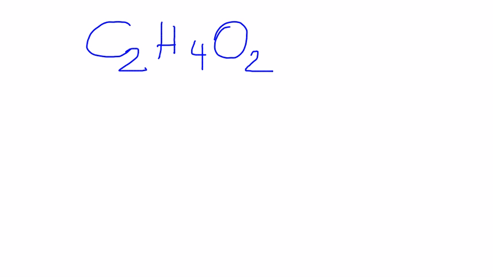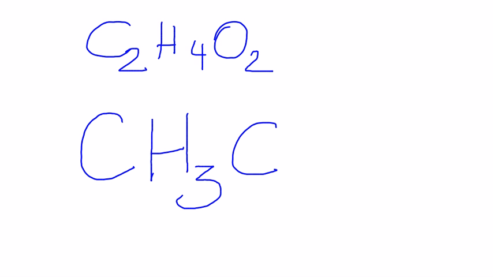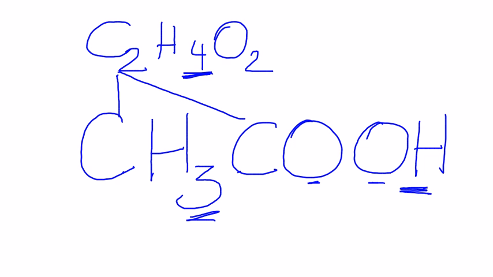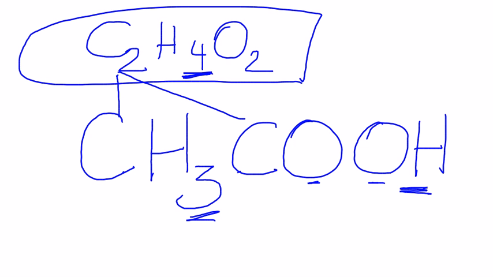So I got C2H4O2 as the molecular formula, and acetic acid in reality is CH3COOH. To consolidate, there are 2 carbons, there are 4 hydrogens, 3 and 1, there are 2 oxygens. So it sounds like the formula that I got is the correct formula.